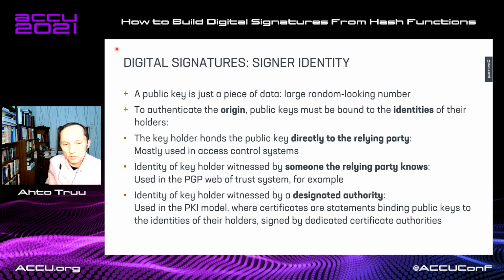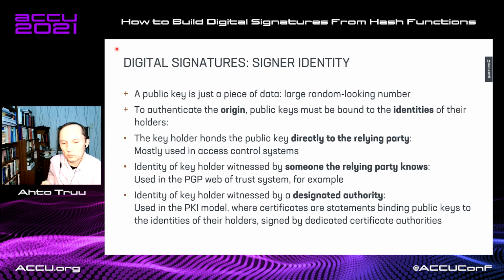And then a more business view of it is that the identity of the key holder is witnessed by a designated authority. This is kind of like having your contracts or your signature notarized by a notary public. And those designated authorities, the technical term for them is certificate authority. And this is used in the so-called PKI model, which stands for public key infrastructure, where certificates are statements binding public keys to the identities of the key holders. And those certificates themselves are digitally signed by the certificate authority.